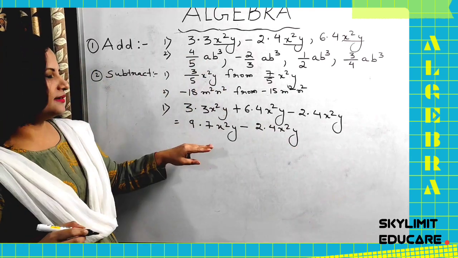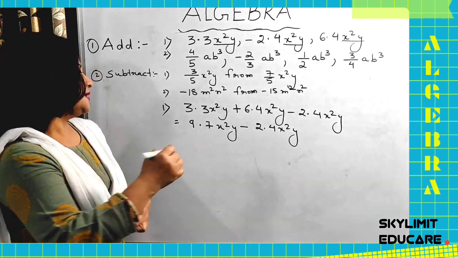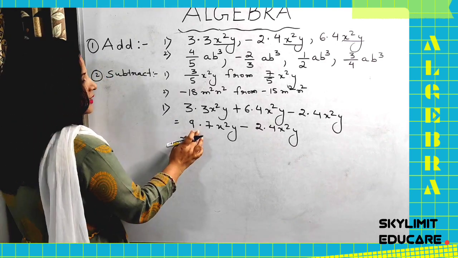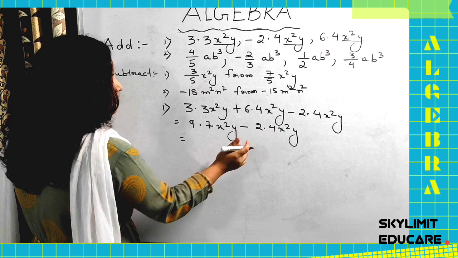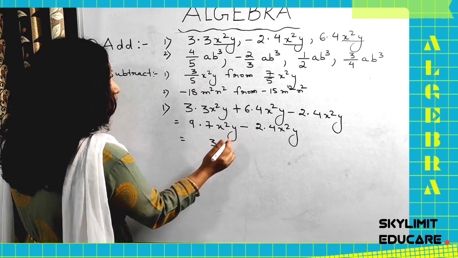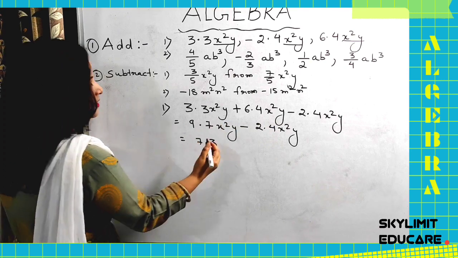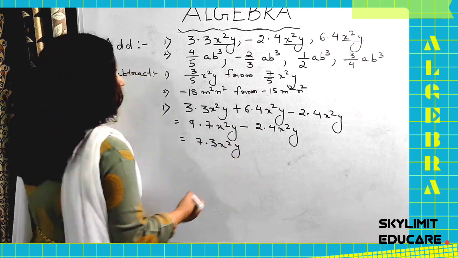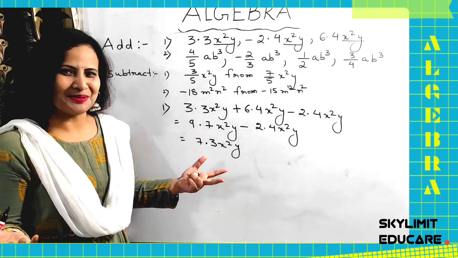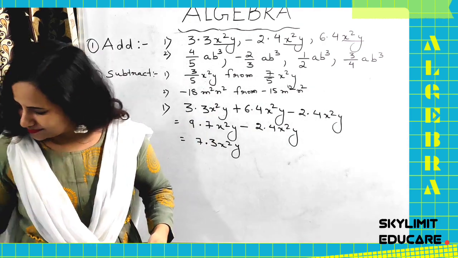I think it's quite clear up to this much. Now simply subtract: 9.7 minus 2.4. 7 minus 4 gives 3, 9 minus 2 gives 7. Correct? So the answer is 7.3x²y. As simple as that. Next question.